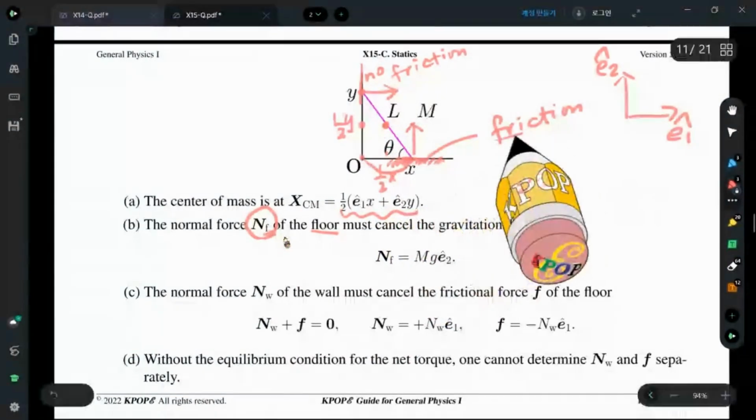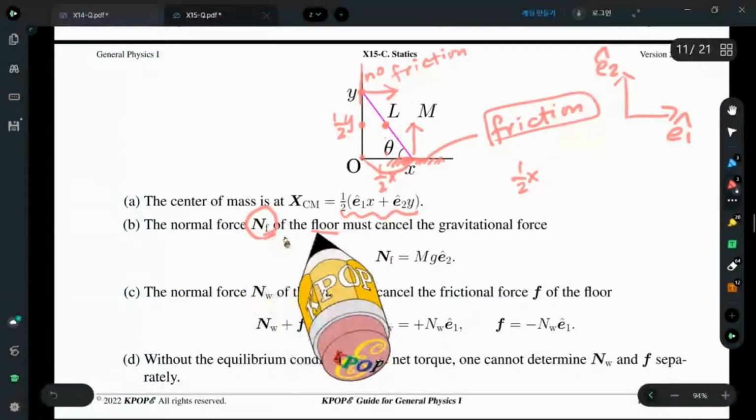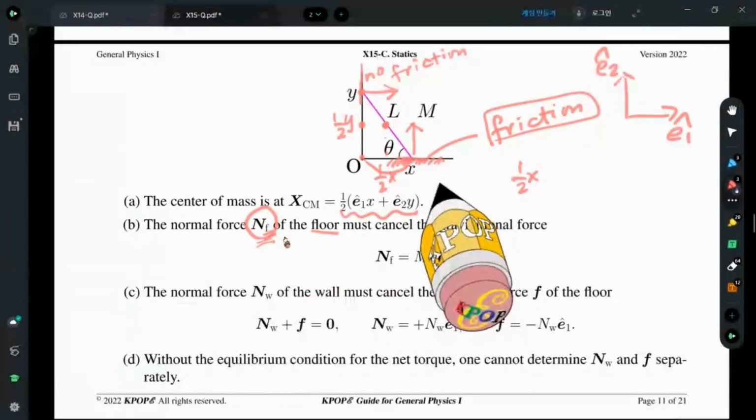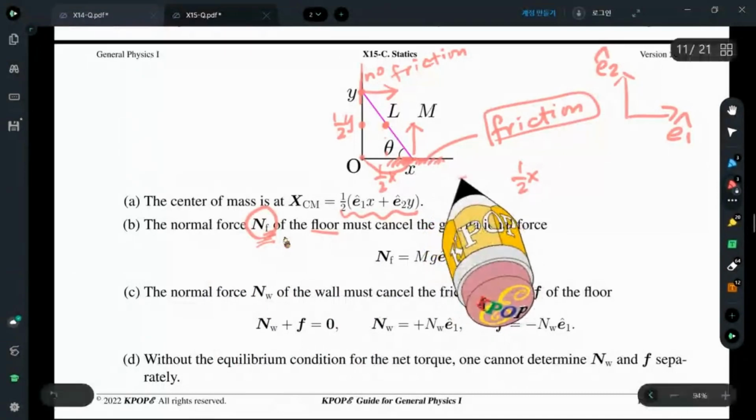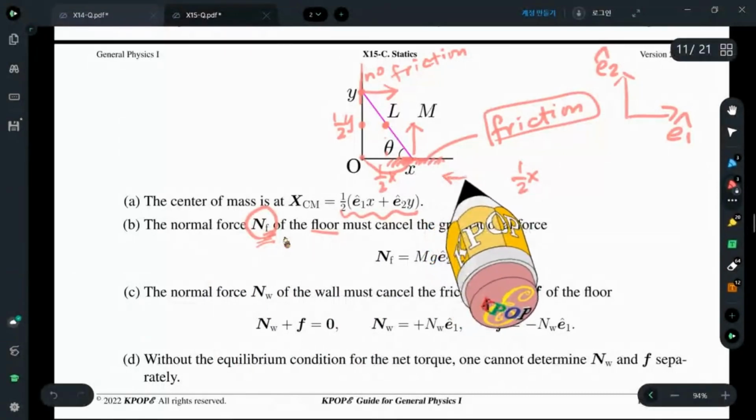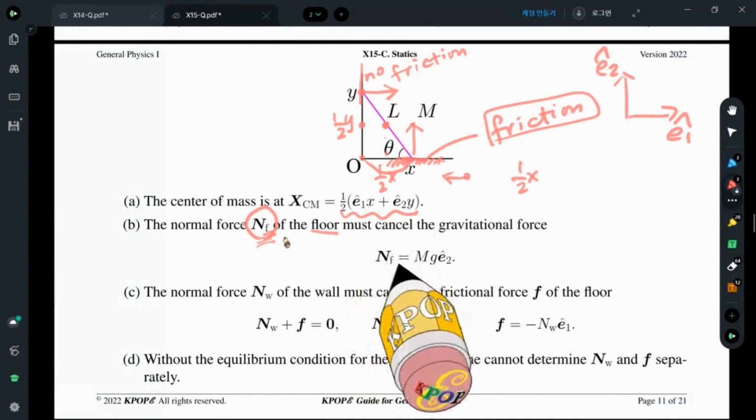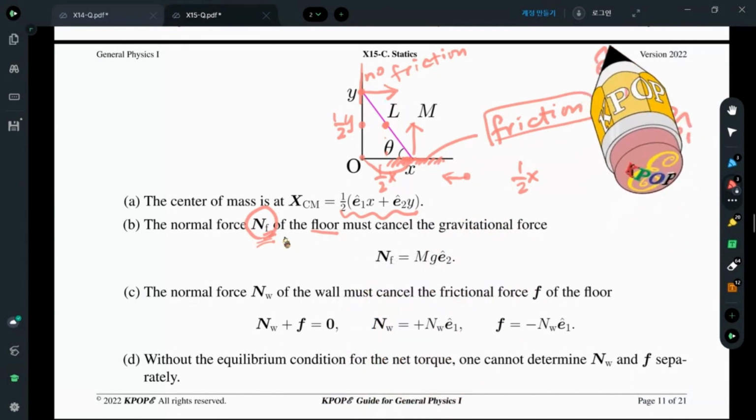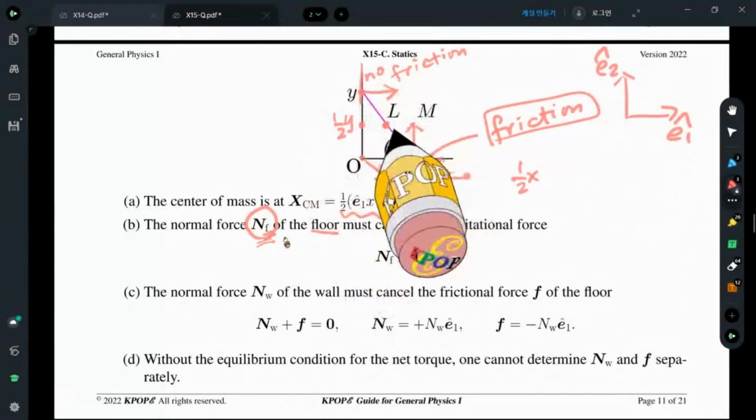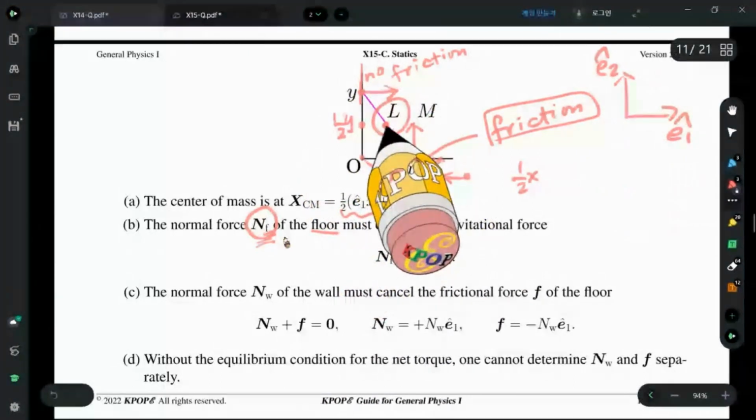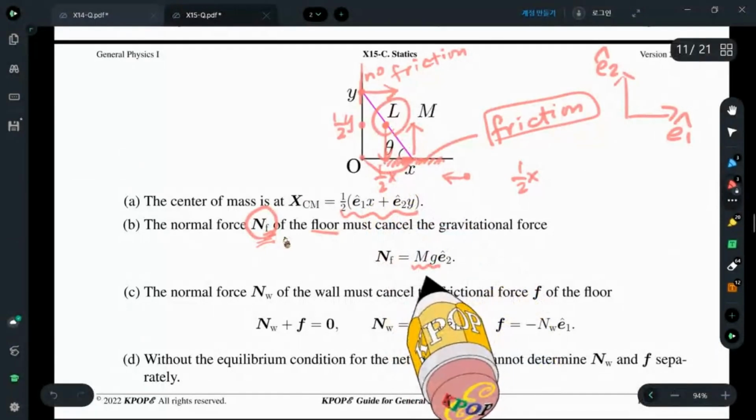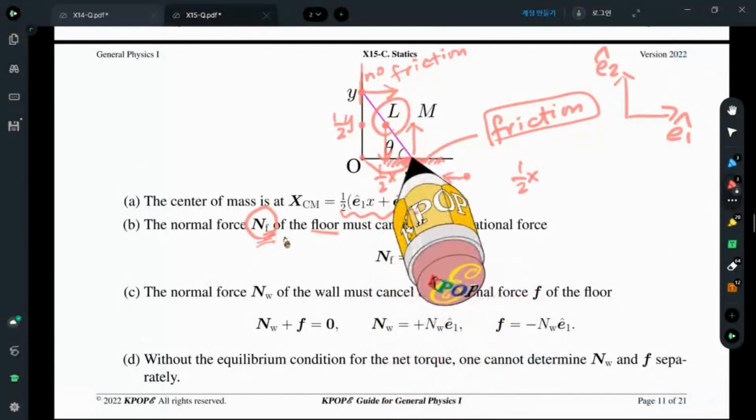However, if there is a friction, the floor can apply the normal force and some frictional force. I think it should be something like on the to the left. Let's see. Floor applies normal force, and the E2 component of the force, this gravitational force, is this one. So the gravitational force is canceled by this normal force from the floor.